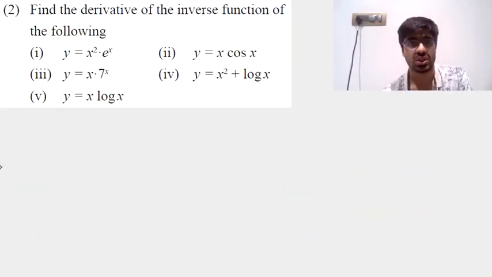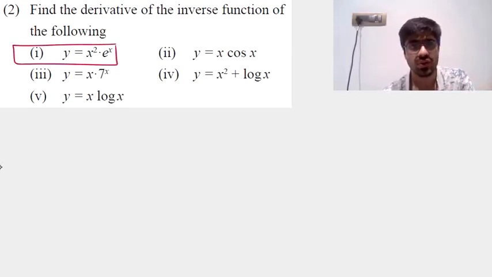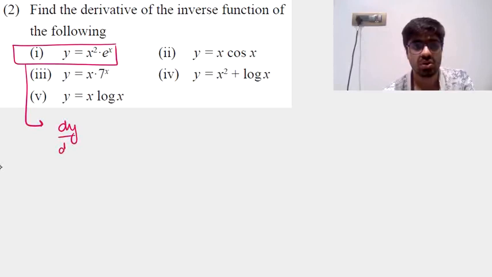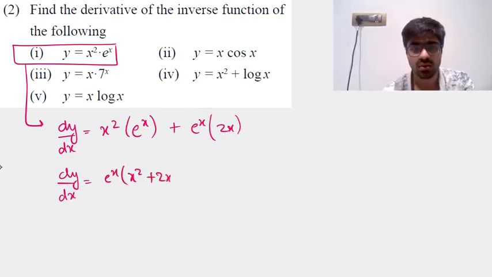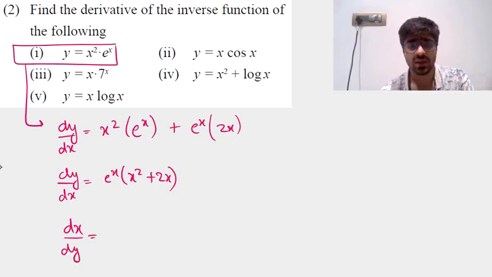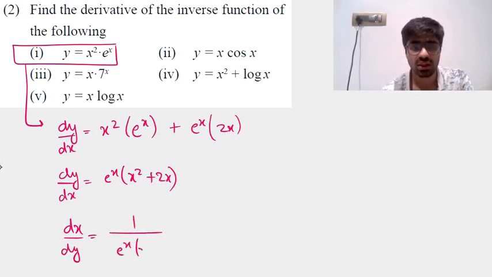We now continue with the second question. Find the derivative of the inverse function of the following. When they say this, you simplify in dy by dx and finally take a reciprocal. So for the first function, dy by dx will be found by the uv rule. So dy by dx will be u into the derivative of v, that is x square into derivative of e power x, which is e power x, plus e power x into the derivative of x square, which is equal to 2x. So your dy by dx is, pull out e power x common from the two terms, and you have e power x into x square plus 2x, and therefore dx by dy, the way they want it, is going to be the reciprocal of dy by dx, which is 1 upon e power x into x square plus 2x.